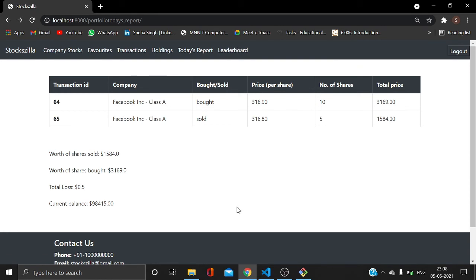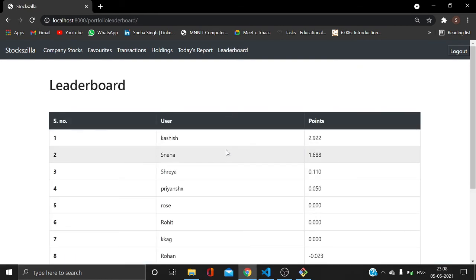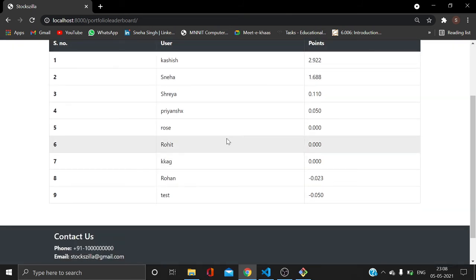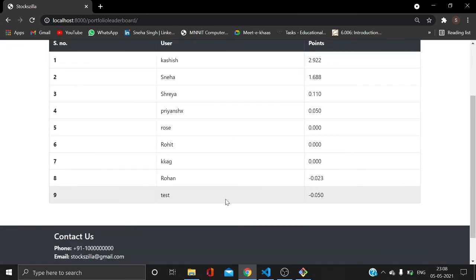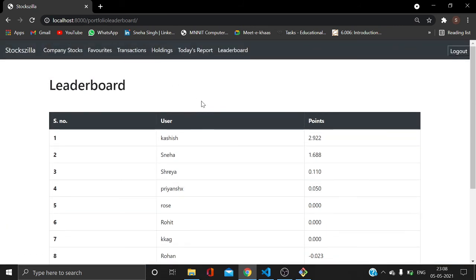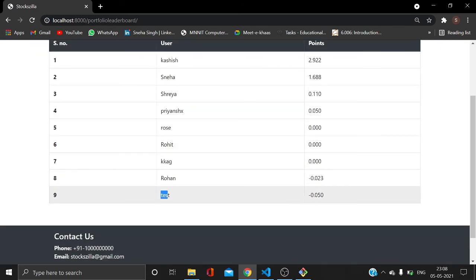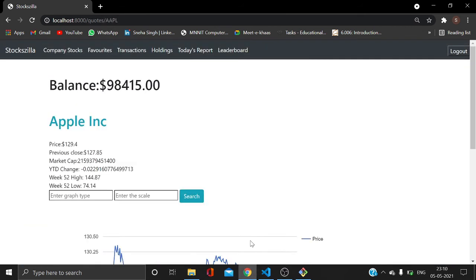So the last section which is left is the leaderboard section. In this section, you can see the names of various users. Actually, we had only created these users to test it. So this is the leaderboard where the points of the user are decided by the profit or loss which they get on selling the stocks, and from that we give them certain points. So you can see that our current user, which is test, had incurred a loss on selling 5 stocks of Facebook. That's why its points are negative and currently it is at the lowest position. So these were some of the functionalities of our website.